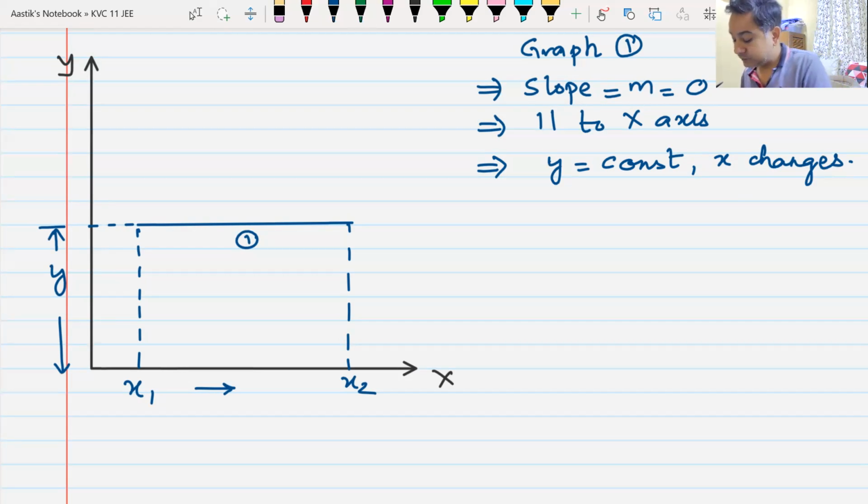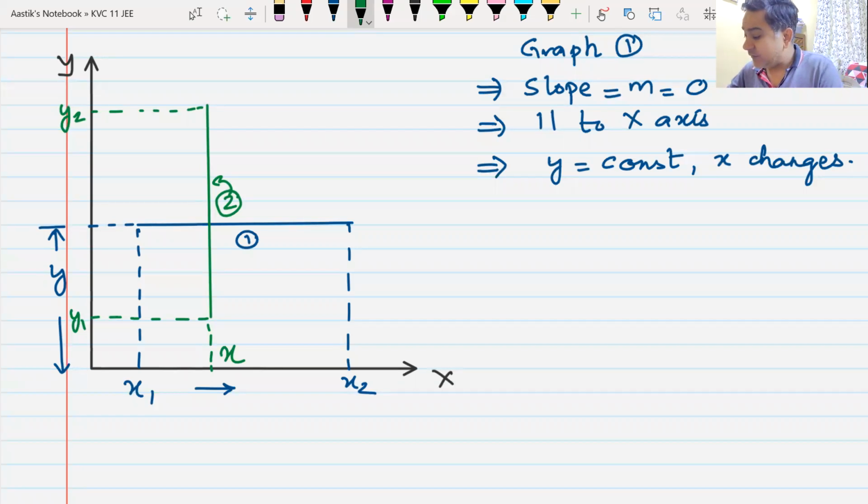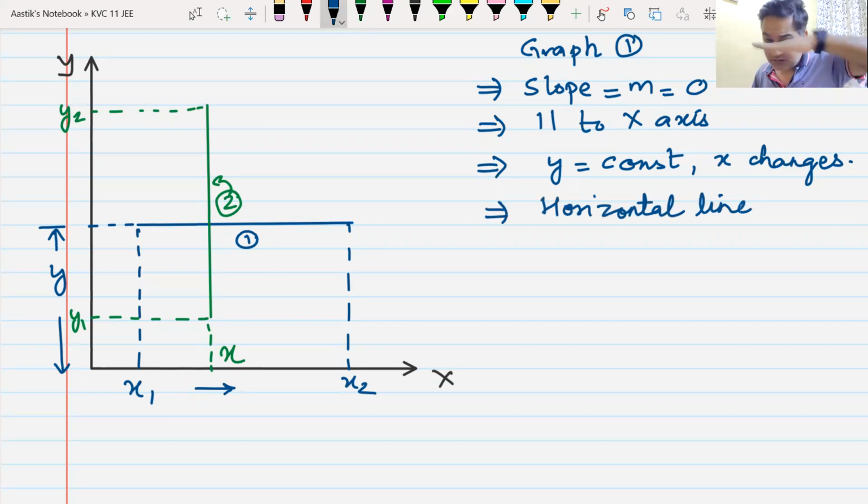The blue graph, which is graph number 1. Have you noted this down? Okay. Now let us talk about the other extreme. If I talk about this graph, this is a horizontal line, right? A horizontal line which is parallel to the x-axis. This graph has no steepness. It is a flat line. It has a slope 0.